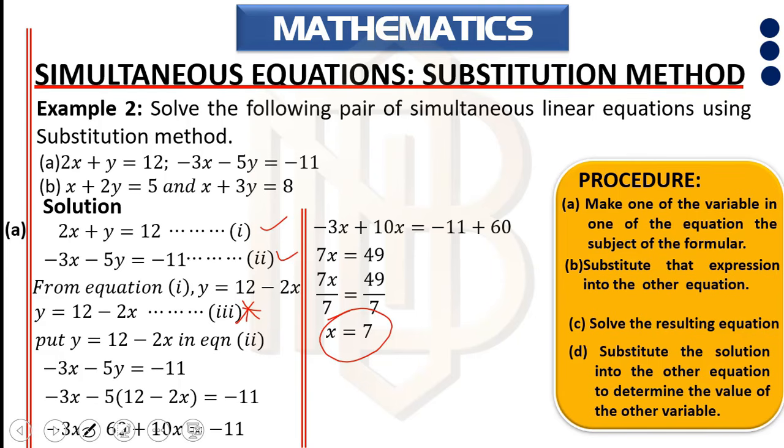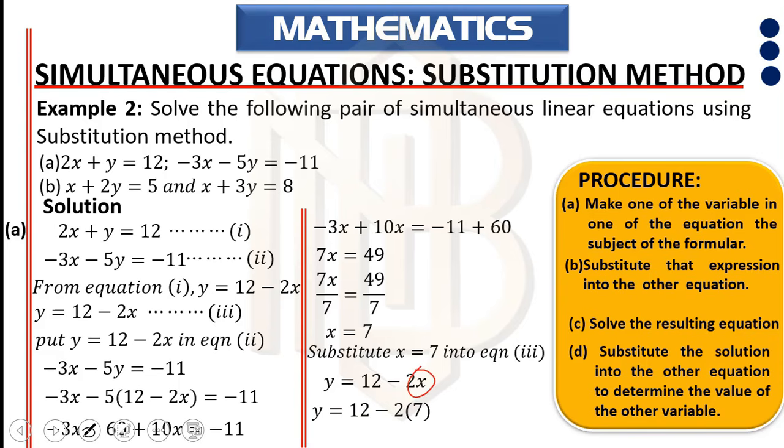But because this is more direct, y has already been made the subject of the formula. So you can easily just slot in the value in place of x. Okay, so that means we put 7 in place of x here. If we put 7, that will give us our final answer, y equals minus 2. So we have our two answers: x equals 7 and y equals minus 2. That's the answer.